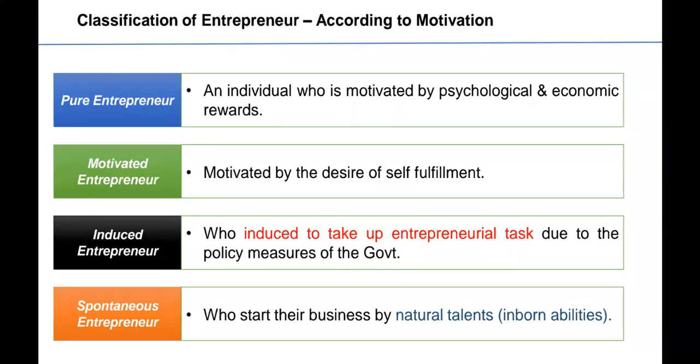So those entrepreneurs are called induced entrepreneurs. Next is the spontaneous entrepreneur, who starts a business by natural talents. Some people have their own natural talent with inborn abilities. They come to know about business opportunities, the challenges of business, and the different profitable sectors where they can invest money. These inborn abilities will make them entrepreneurs with natural talents. Such entrepreneurs are called spontaneous entrepreneurs. Okay, so these are a few of the classifications of entrepreneurs which we have studied today.